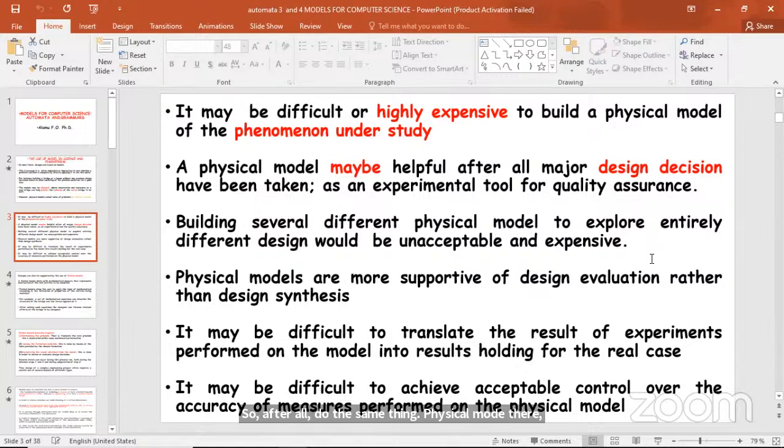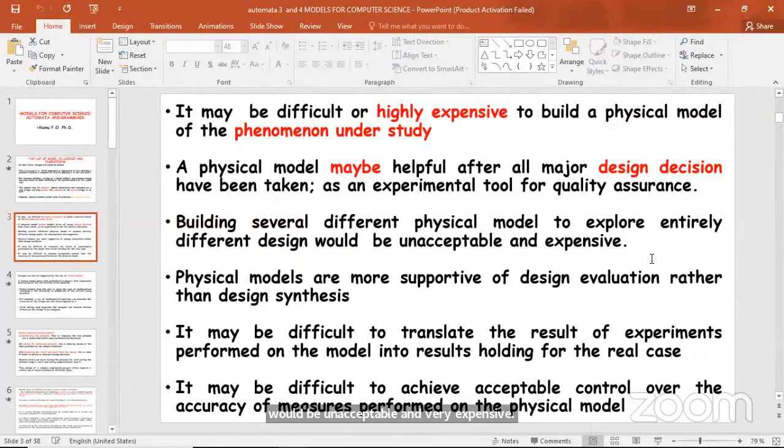be developed. However, during the development or building of the physical model, some corrections can still be made, but it is not going to be major corrections that have to be made. So building several different physical models to explore entirely different designs will be unacceptable and very expensive.